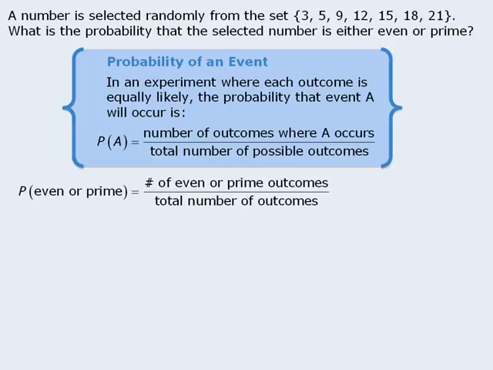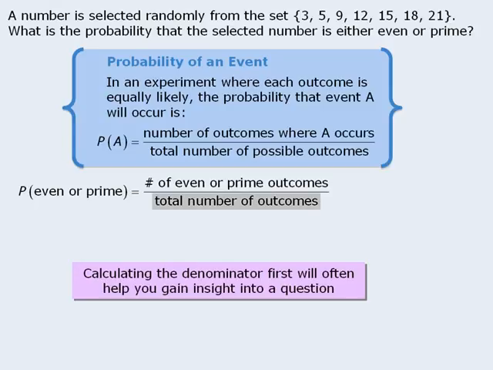As always, let's begin with the denominator. Here we want to know the total number of possible outcomes. Well, there are 7 numbers in the set, and it's equally possible to select any of these numbers. So there are 7 possible outcomes. Next, we'll tackle the numerator. How many of the 7 possible outcomes are either even or prime? Well, of the 7 outcomes, these 4 are either even or prime. So there are 4 outcomes where the selected number is either even or prime. So the probability is 4/7 that the selected number is either even or prime.